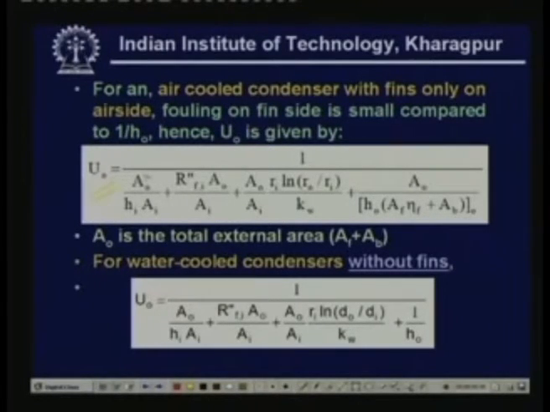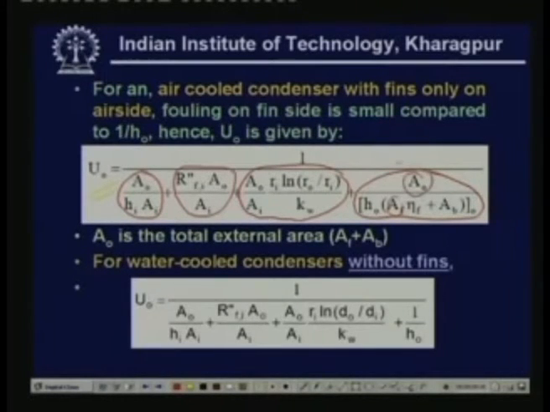Here this term accounts for the internal convective resistance, this term accounts for the resistance due to fouling on the internal side, and this accounts for the conductive resistance of a cylindrical wall. Here k_w is the thermal conductivity, R_o and R_i are the outer and inner radii of the tube. And finally this one accounts for the external or outer convective heat transfer resistance. Since there are fins on the outside, we have to have the finned area and the fin efficiency. Here A_o is the total area, which is equal to A_fin plus A_bare.